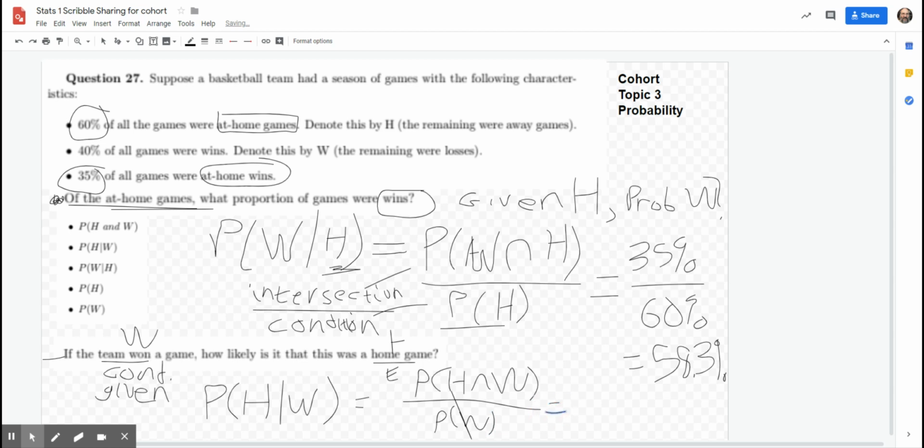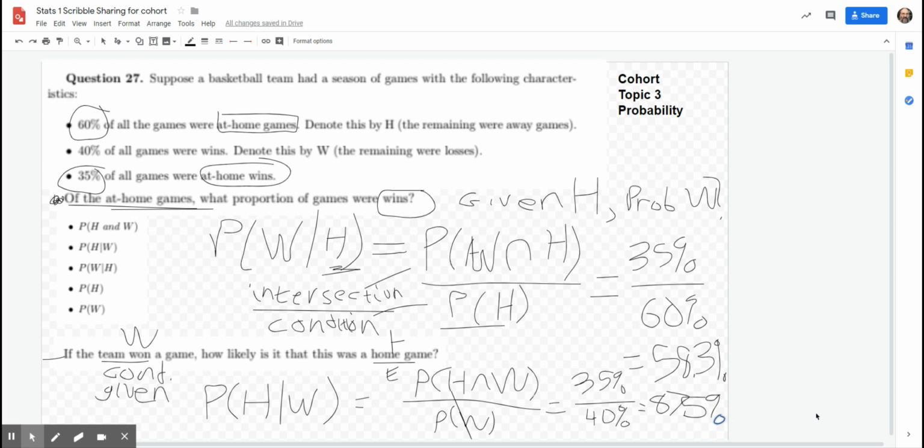The intersection, H intersect W, that's still the 35. But now we're thinking about the 35% in relation to only the 40% of games that were wins. That's a larger proportion. Again, pull out your calculator and, as a decimal or a percentage or a fraction, whatever the case may be in your multiple choice, this actually comes out to 87.5%.